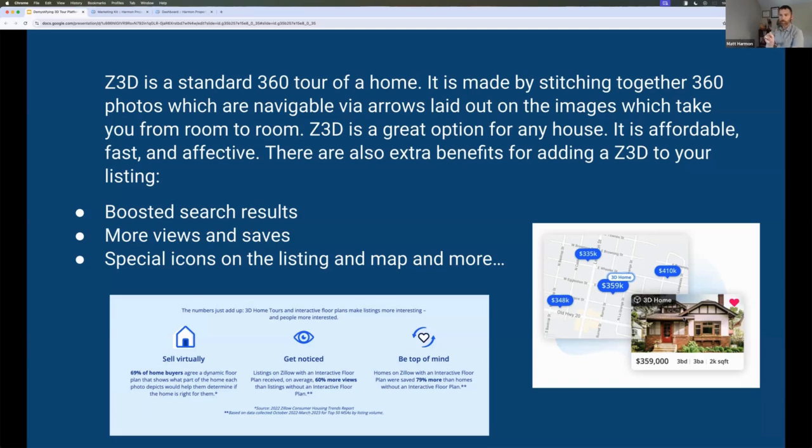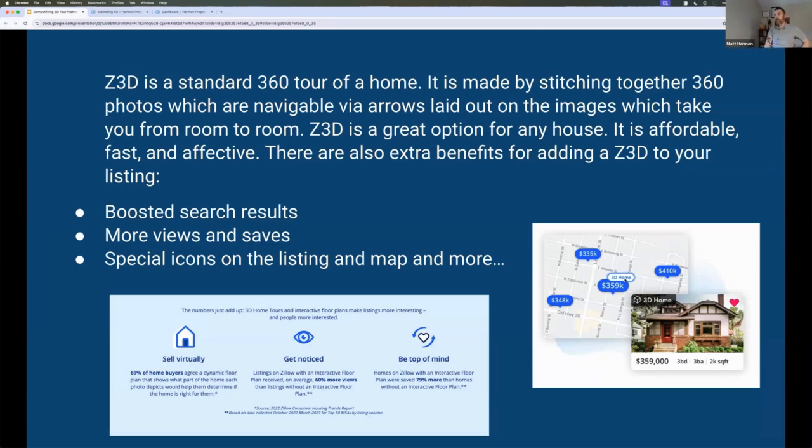So they reward users for putting one in by boosting it to the top of the search results. So if you have a Zillow 3D tour on your listing and someone searches for homes like yours in your zip code, it's going to boost it to the top. It's also on the map view, like you see over here, it's going to flag it with this little 3D home that I'm sure you guys have seen when you're looking around in Zillow.